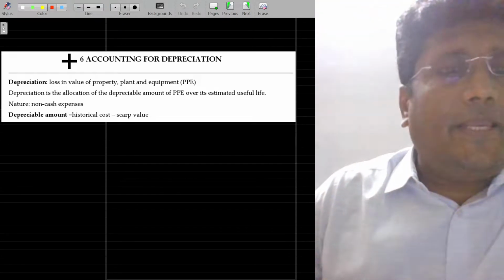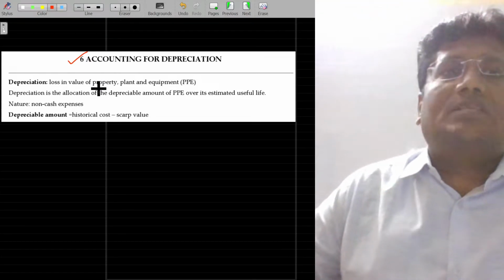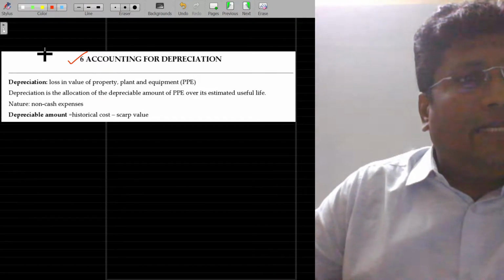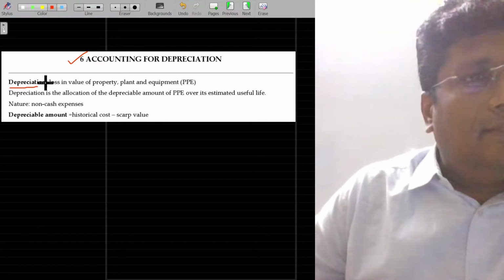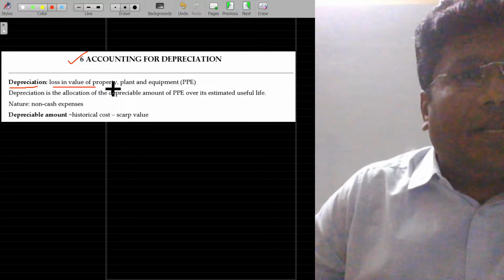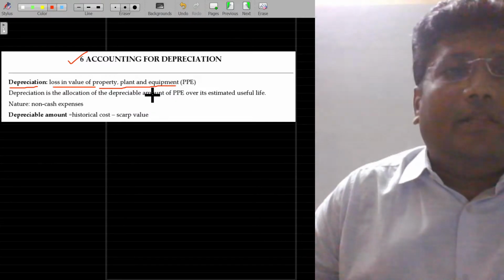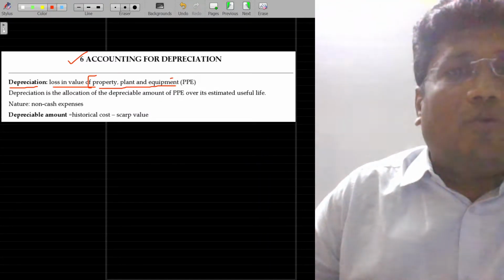Let's now discuss the concept of accounting for depreciation. See, depreciation is nothing but loss in value of property, plant, equipment. Currently, we will call the assets as property, plant, equipment only by default.